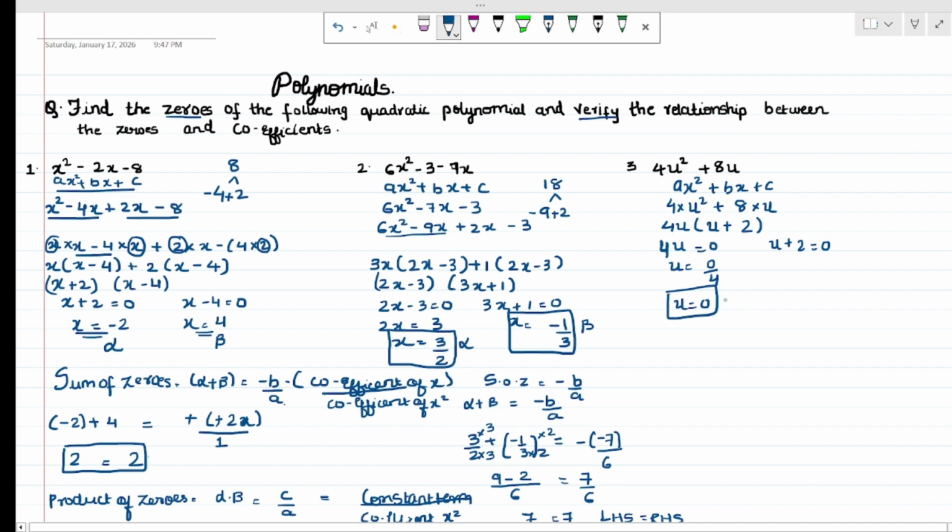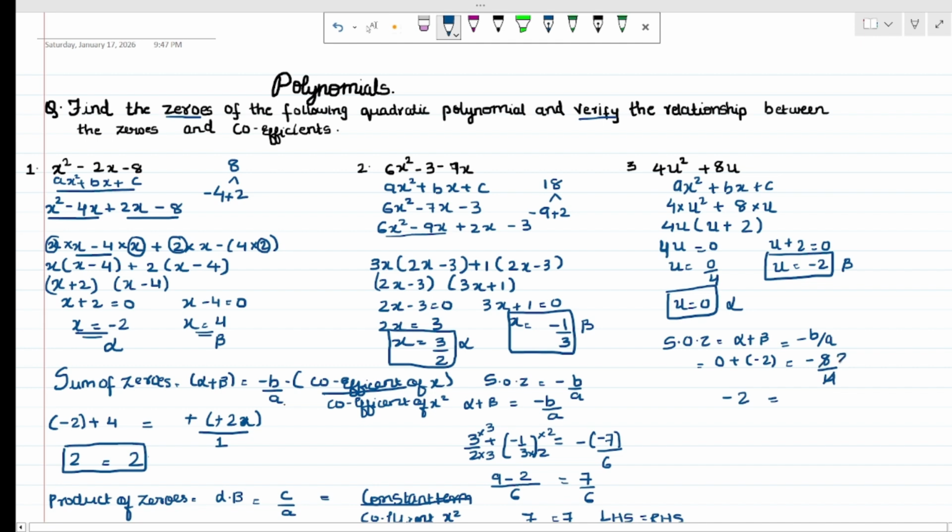First, this becomes our alpha. And u is equal to plus 2 becomes minus 2. So, our second value beta is equal to minus 2. Now, for verification, again sum of zeros is equal to alpha plus beta is equal to minus b upon a. That means 0 plus minus 2 should be equal to. What is my b? My b is 8. So you will write 8 upon 4. So plus minus minus, you will get your answer as minus 2 for LHS.